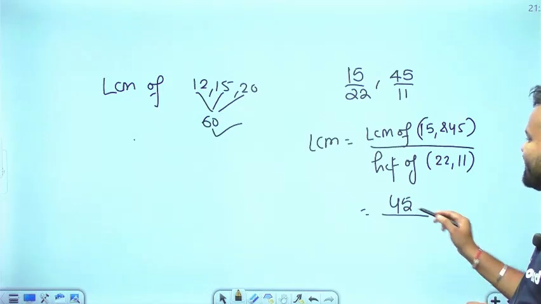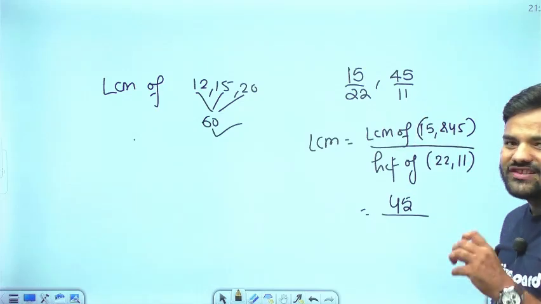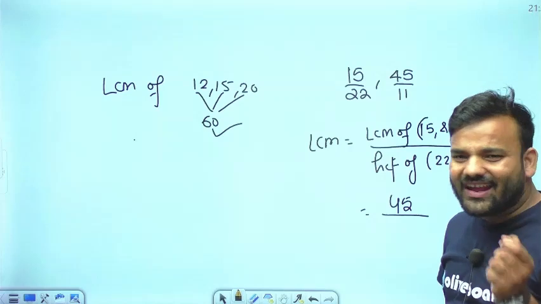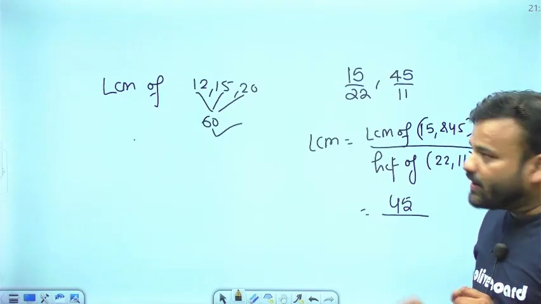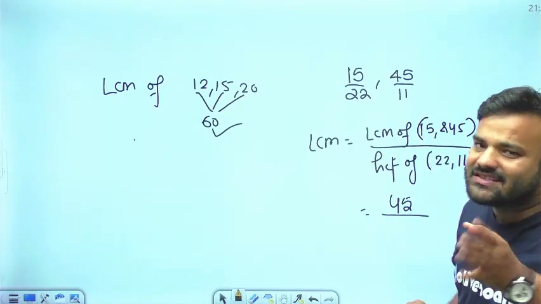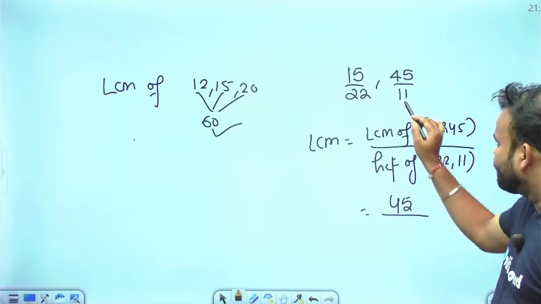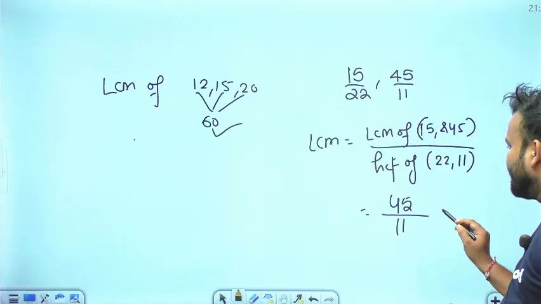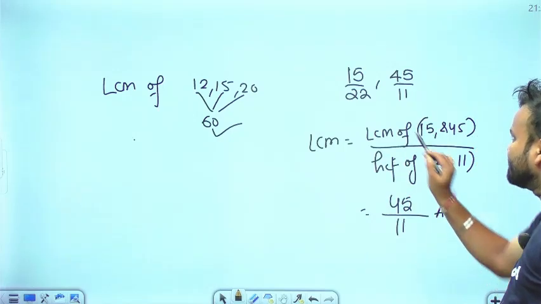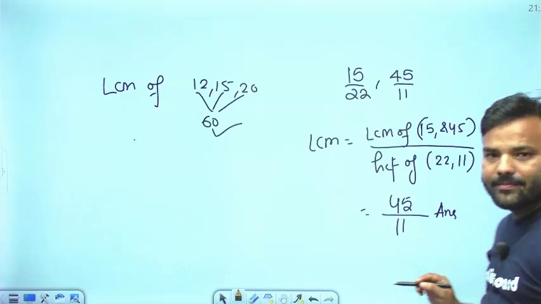And what is the highest common factor of 11 and 22? The common factors are 1 and 11. 22 is not a factor of 11; rather, 11 is a factor of 22. So the highest common factor is 11. So the LCM of these two numbers is 45 by 11.